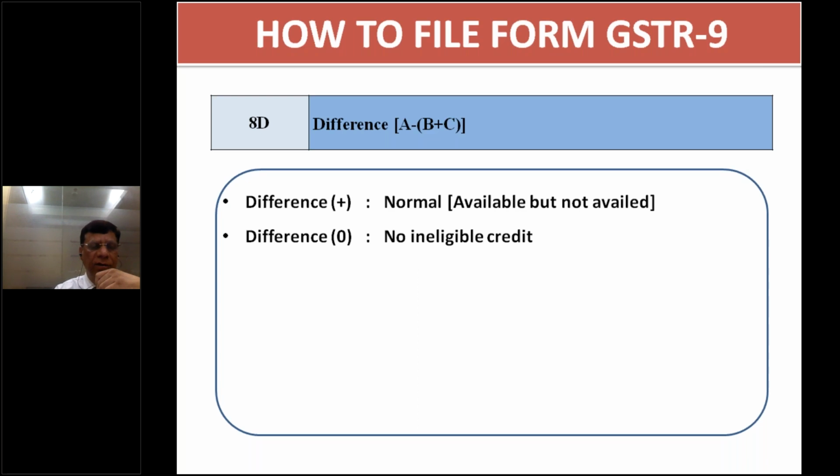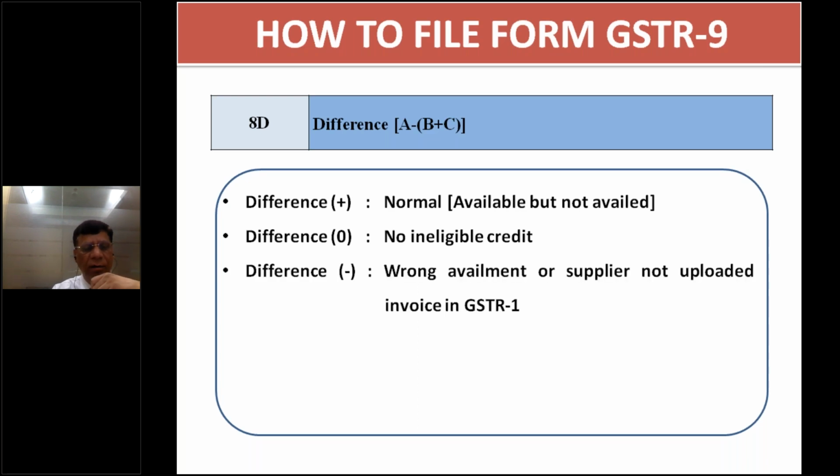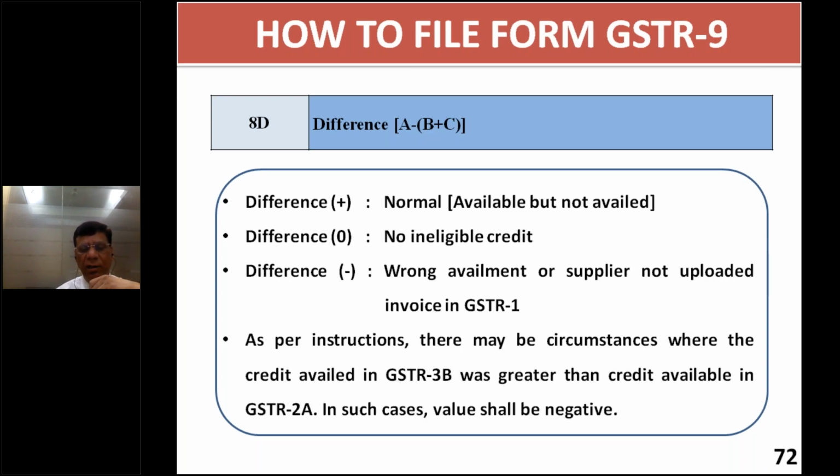And if this difference is zero, then you are claiming that there is no ineligible credit, but if the difference is negative, then there may be situations of wrong availment or the supplier not having uploaded the invoice in GSTR 1. As per instructions, there may be circumstances where the credit availed in B was greater than the credit available in 2A. In such cases, the value shall be negative.